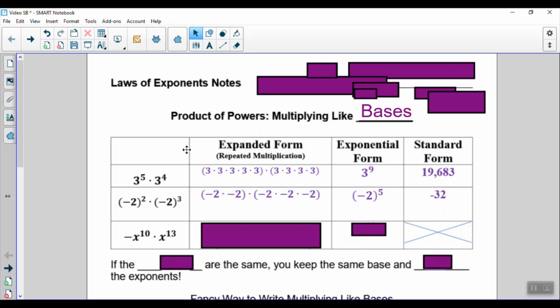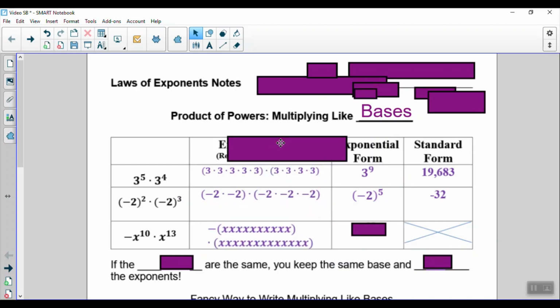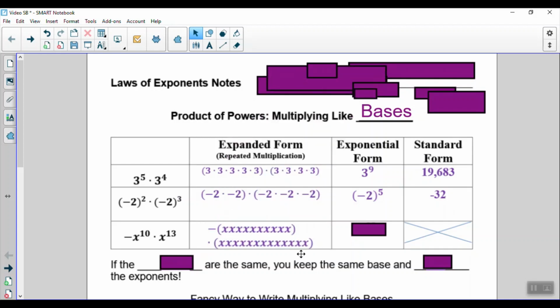Hopefully we're starting to see a pattern where we won't have to write our whole expanded form. Okay, but just one more, just in case. We have a lot of x's here. So we want to be careful. We don't have negative x multiplied 10 times. We have one negative, and then that 10 is applying to the x, not to the negative. If this was in parentheses, it would be negative x times negative x times negative x, so on and so on, and do it 10 times. But since it's not in parentheses, it's just one negative and then 10 x's, and then we have 13 x's.